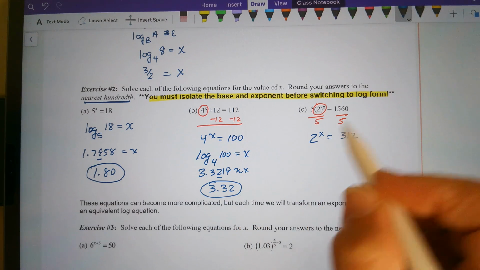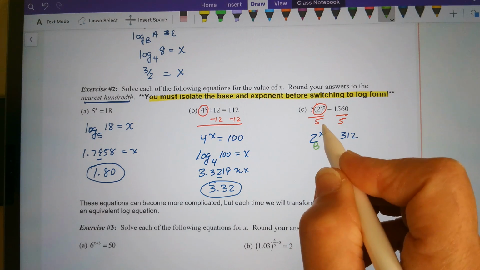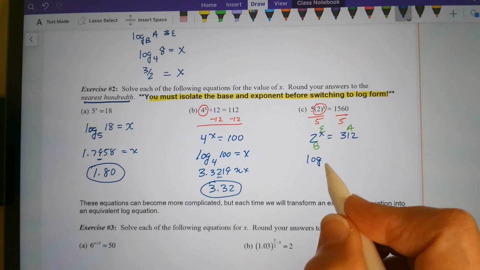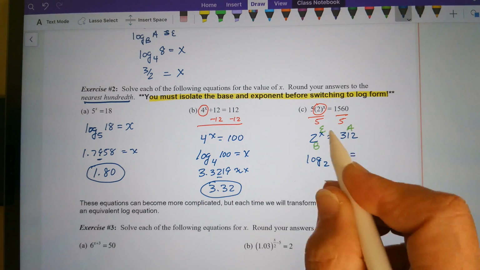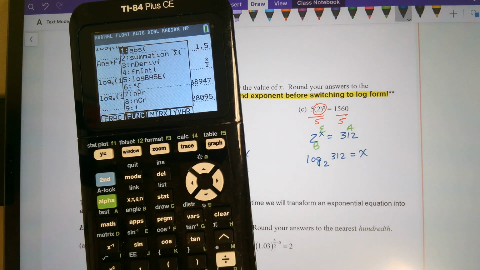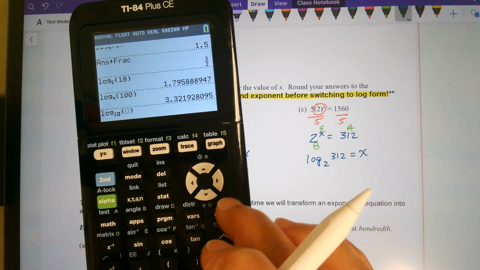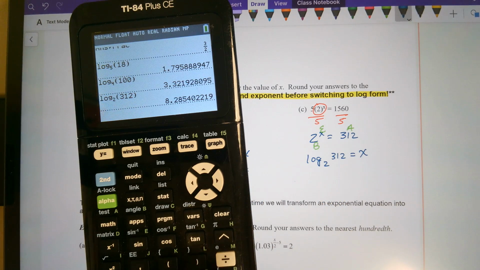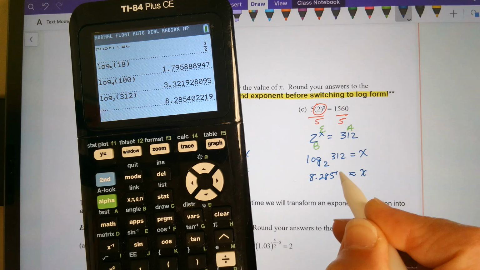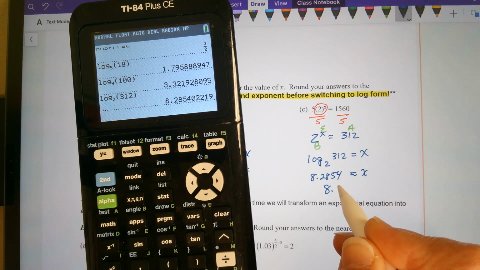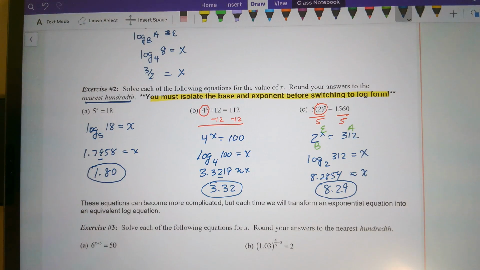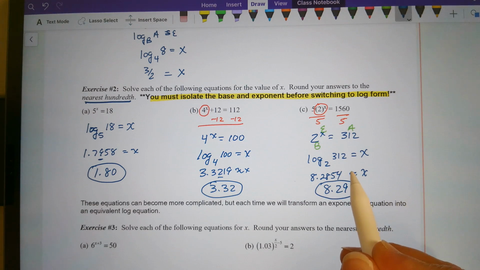And now switching to log form. This is our base, that's our exponent, that's our answer. So we spell out log base. Log base 2 of our answer 312 equals the exponent x. And to the calculator. 8.2854, rounding to the nearest hundredth, 8.29. My squiggle equals is approximately.